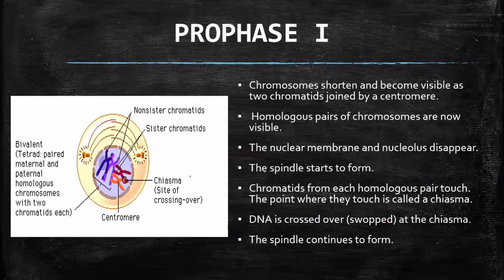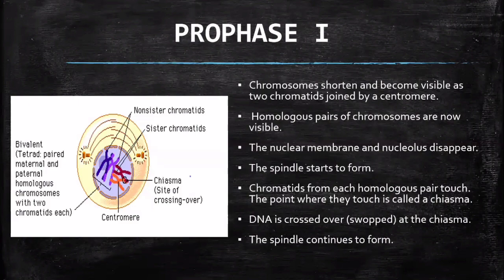That's the end of Prophase I. What is important in Prophase I is that the chromosomes become visible, especially the homologous pairs. The spindle fibers start to form. The nuclear membrane and the nucleolus start to disappear, and crossing over has to take place. The spindle fibers also continue to form even further during Prophase I.